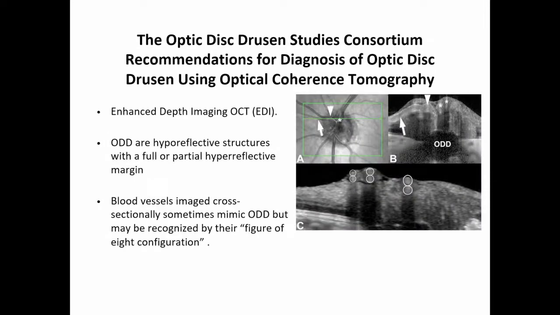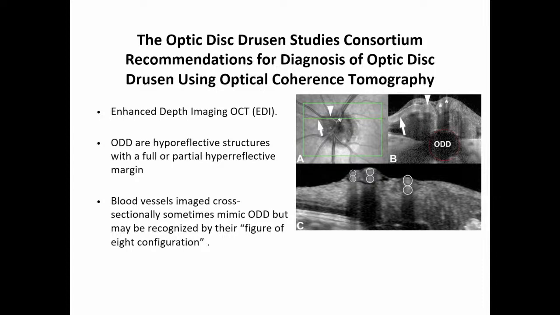The Optic Disc Drusen Studies Consortium has established criteria to diagnose drusen using enhanced depth imaging. A drusen will have a hyperreflective core with a hyperreflective margin. You need to differentiate those, for example, from blood vessels, as you can see here with the figure of eight configuration. So this is one area where you should not be confusing the two of them, right?